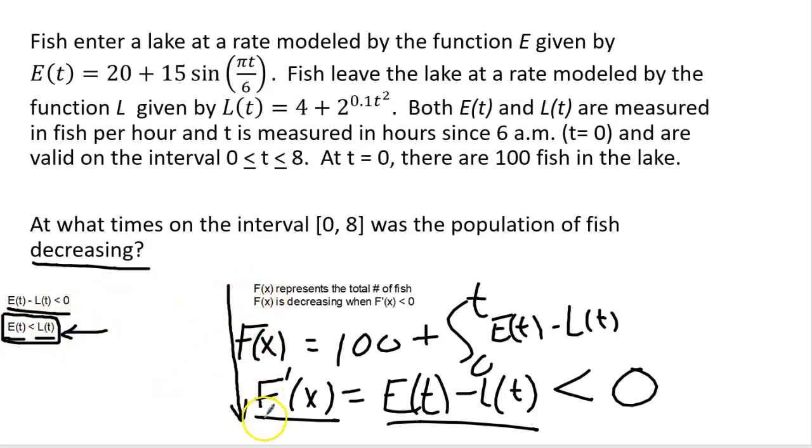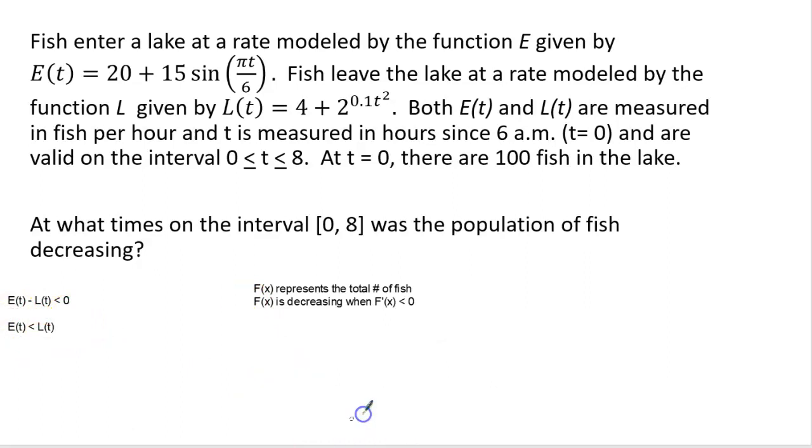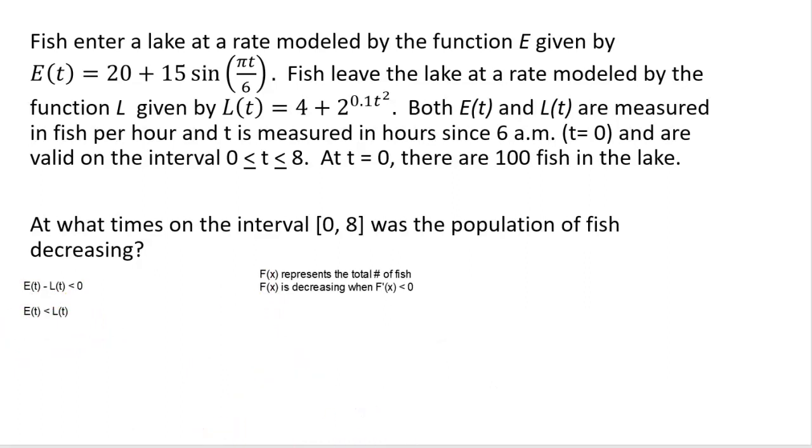But this is a nice little explanation too. So f is the total number of fish. F is decreasing when its derivative is less than 0. The derivative of f is e of t minus L of t, so that would have to be less than 0. And by adding L of t, you get this. So either way is fine with me, whether you do the whole thing or just jump straight to this. All right, that being said, let's go ahead and continue on with the rest of the problem.